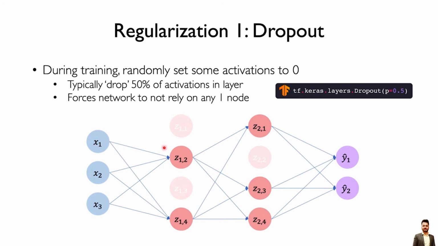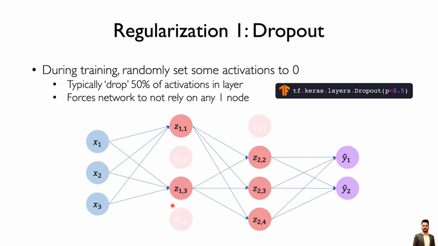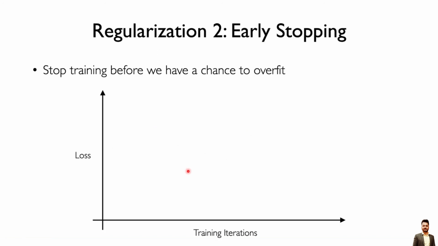After dropping out, the connections are fewer, so that will make your network not rely on any one node. You are not relying on this 1,2. It might change on the next loop. So let's say that 1,1 and 1,3 were activated in the next iteration, and you are dropping out 1,2 and 1,4. So you are not relying on a particular node. You are giving equal weightage to each node, and based on that, regularization can be done. Overfitting will not happen.